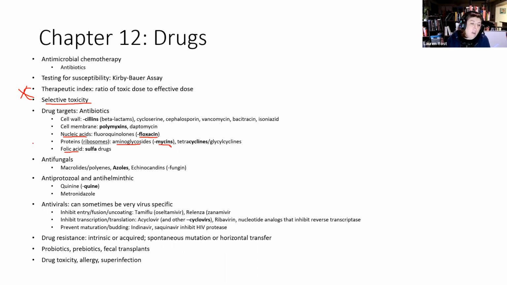So the antiprotozoal and antihelminthic drugs, I would be aware of these too. Quinine, anything ending in quin. I don't remember the names of the medications off the top of my head, but it's like bloquin, quine. These are drugs that are going to be treating malaria. All right, so quinine-based drugs will treat malaria. And that's a protozoan, just to be clear. And then we have metronidazole as well. That's a pretty widely prescribed medication for a lot of different kinds of infections.